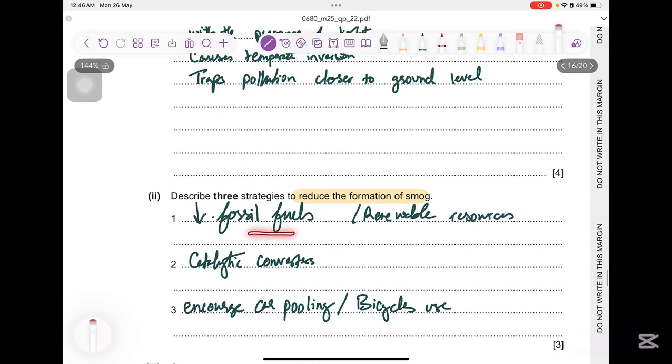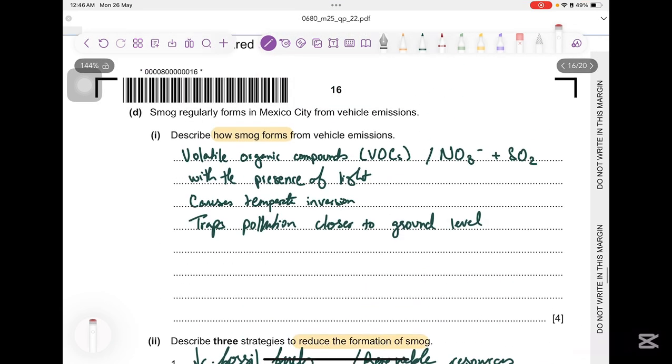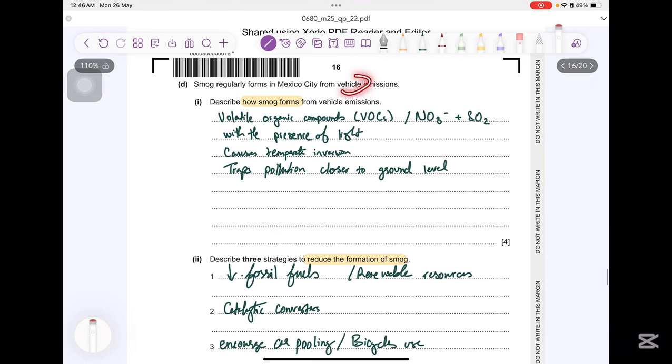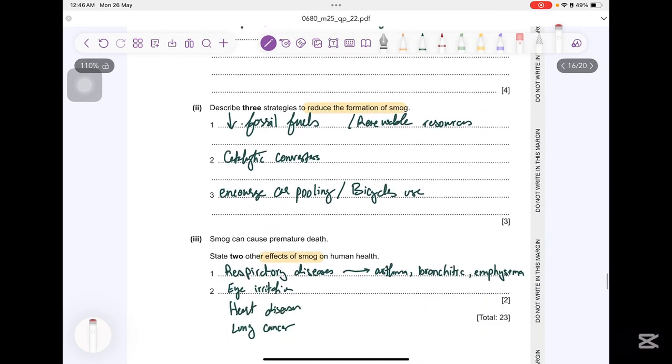So decrease fossil fuels. Again, they talked about vehicles. It comes from vehicles. So use catalytic converters to reduce the smog. Encourage carpooling, bicycles. Walk more. The government should set laws, change to electrical cars or vehicles, use public transportation, anything that would decrease the emission of toxic gases from fossil fuels or burning fossil fuels.